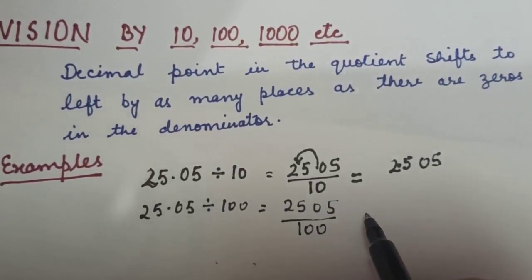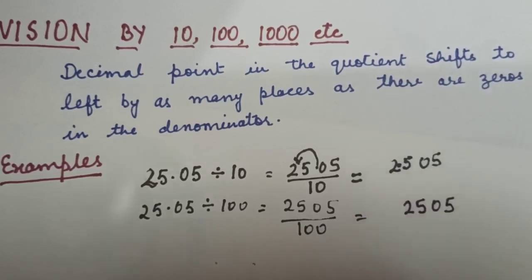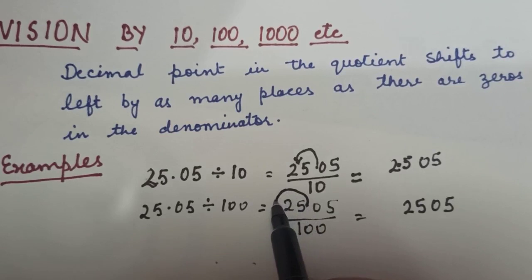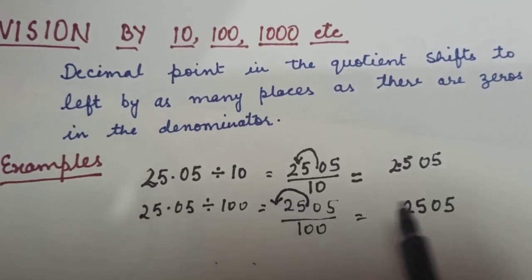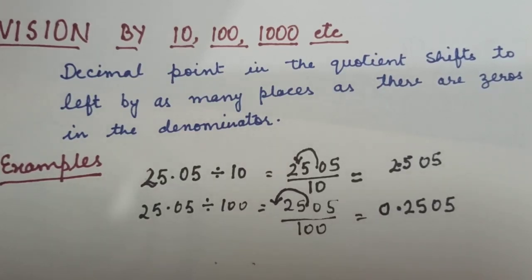Again, here we will have the same digits in the quotient, but here 2 zeros in the denominator. It means the decimal point that we had will shift 2 digits towards its left. So we will get here a decimal. So before that we will put 0 here. So we get here 0.2505.